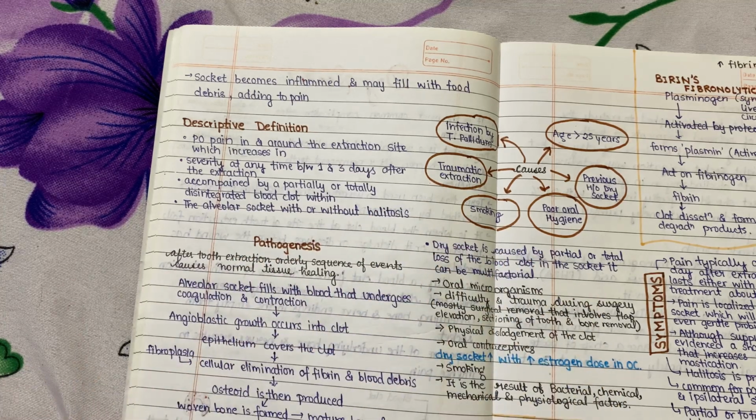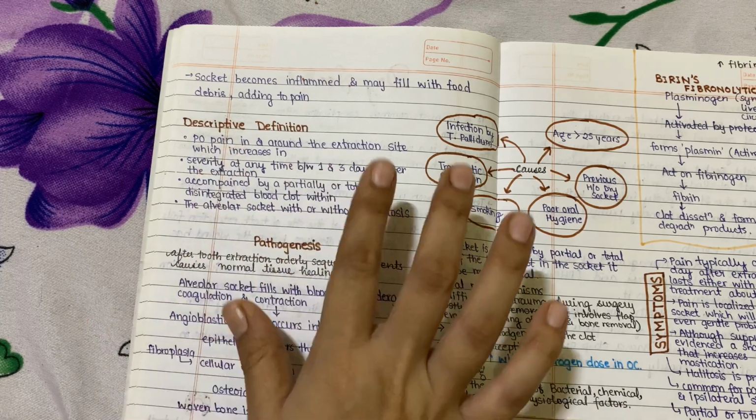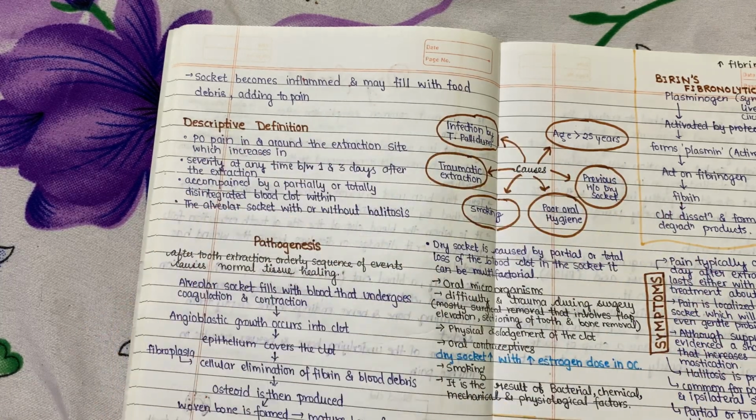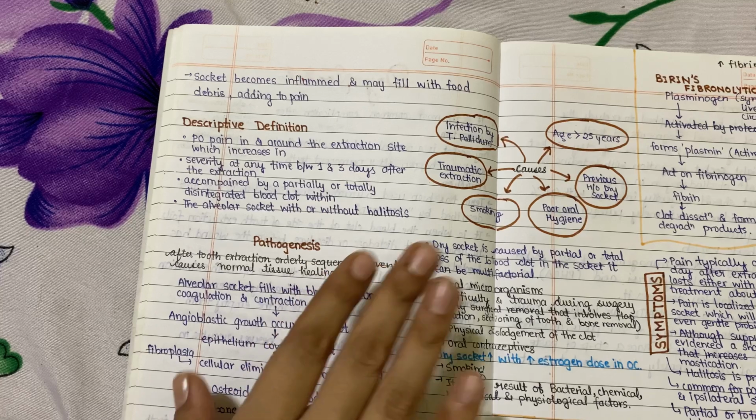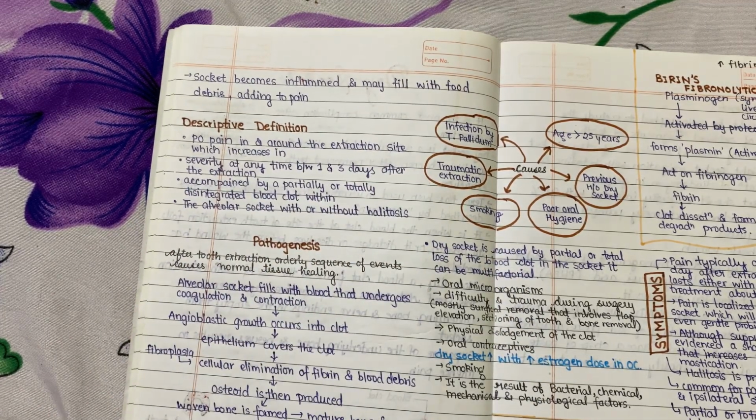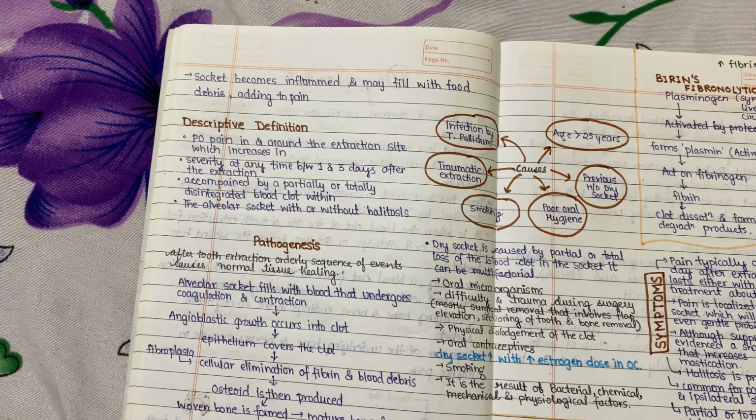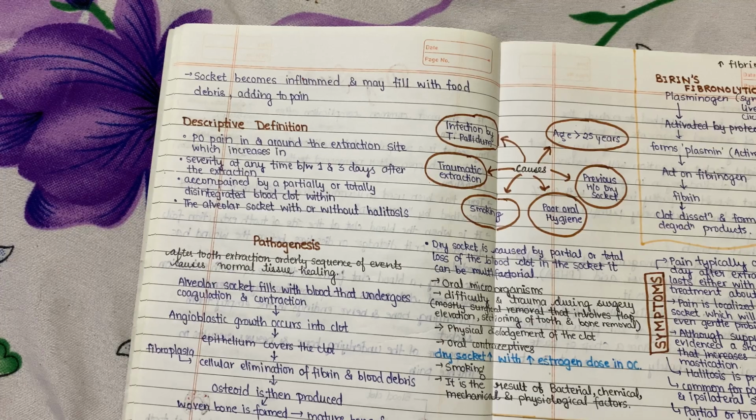Now the descriptive definition, which I have divided into parts so that you can easily learn it. The first point is that it is a post-operative pain in and around the extraction site, which increases in severity at any time between the first and third day after the extraction, and it is accompanied by a partially or totally disintegrated blood clot.